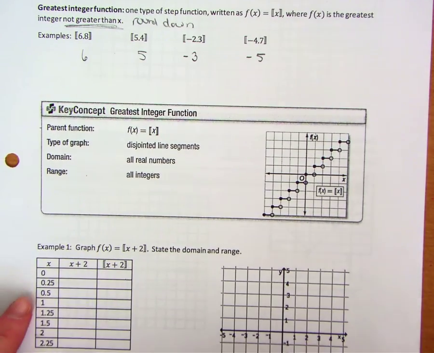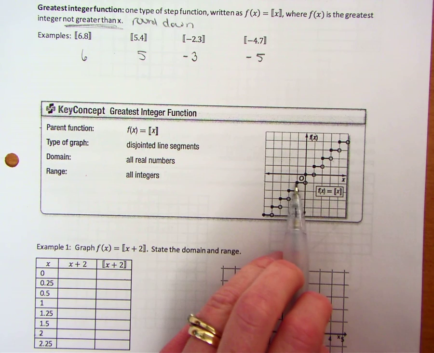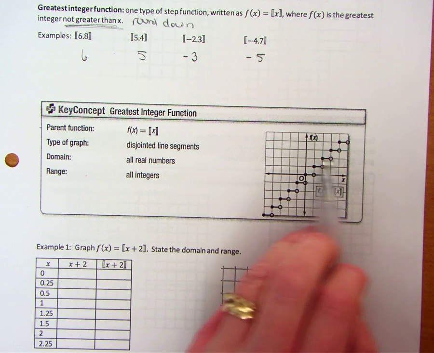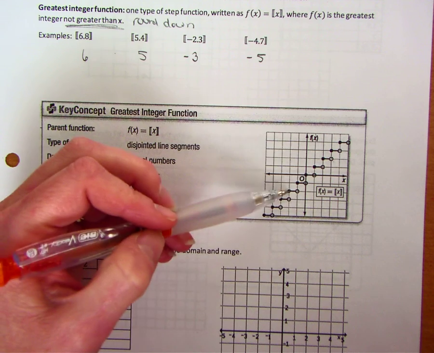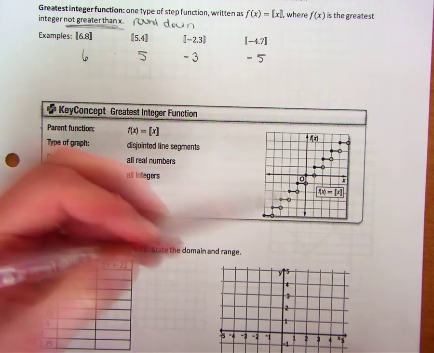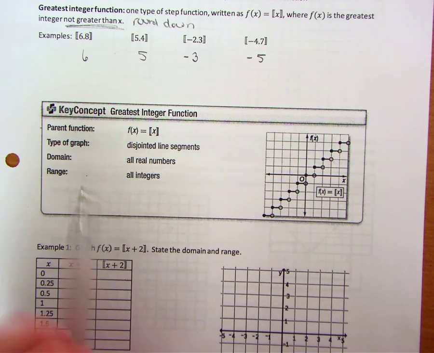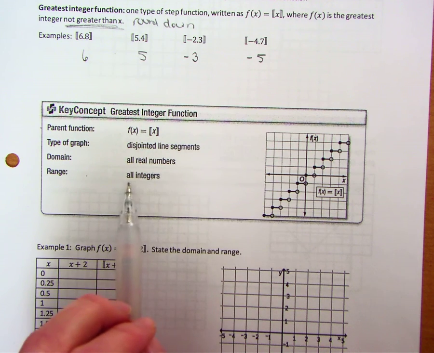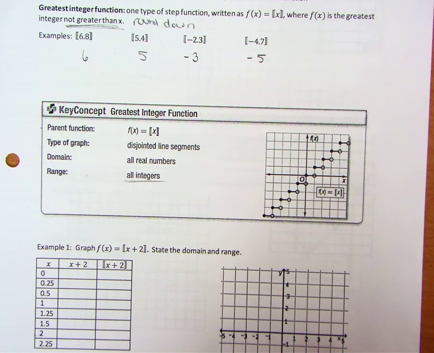The parent function of a greatest integer looks like this. As we put in a number or any decimal number in between, we're going to round to the integer. So you can see that it's only integers. The x values are continuous, but the y values are jumping from integer to integer. This is the parent function, the most basic function. The graph is going to make these disjointed line segments. The domain is going to be all real numbers. We can put any value in and round it. And the range is all integers, because when we put any value in, we're going to end up with an integer as our result.